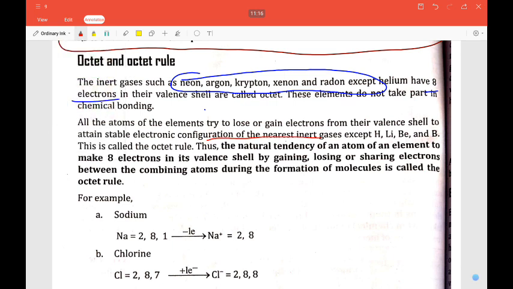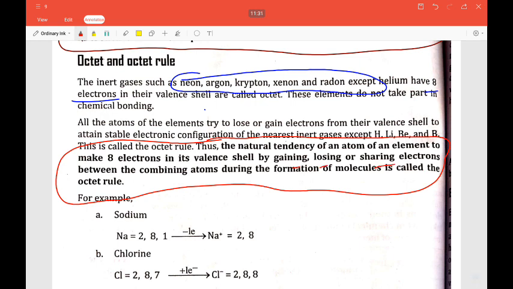Look here: the natural tendency of an atom is to have 8 electrons in its valence shell by losing, gaining, or sharing electrons. How can they get 8 electrons in their valence shell? There are three ways: to gain electrons, lose electrons, or share electrons between the combining atoms during the formation of a molecule. This is called the octet rule.